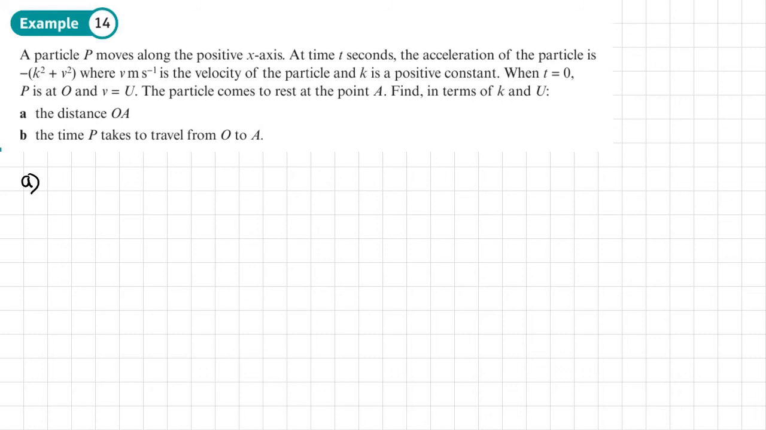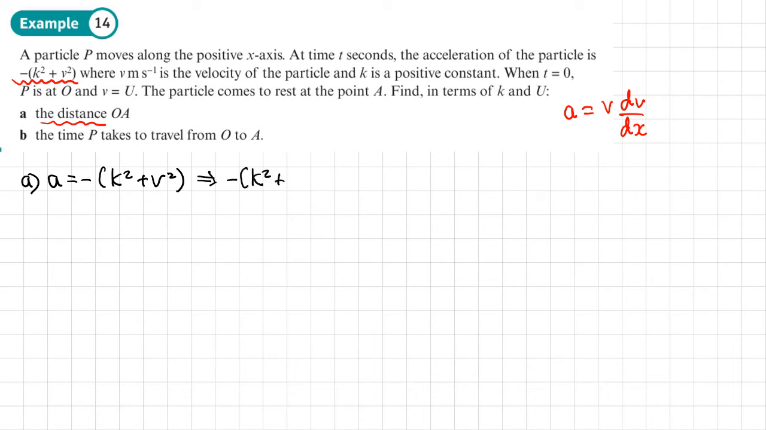So I see first of all the acceleration is given as a function of v. I've been asked for a distance, so we use a is equal to v dv/dx. We have a equal to negative (k squared plus v squared). So we put negative (k squared plus v squared) is equal to v dv/dx.